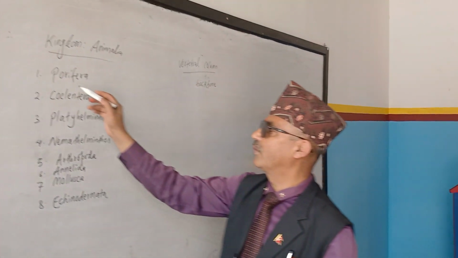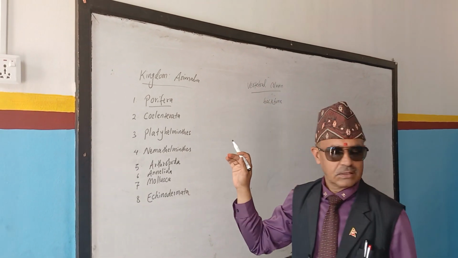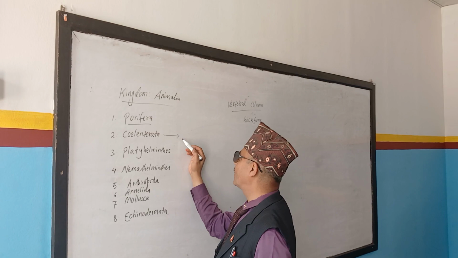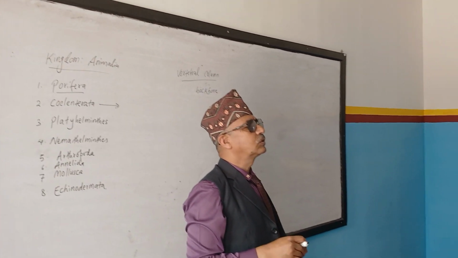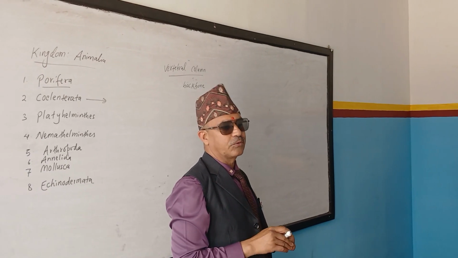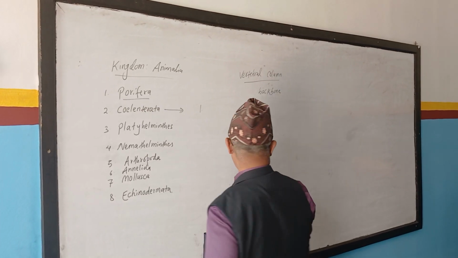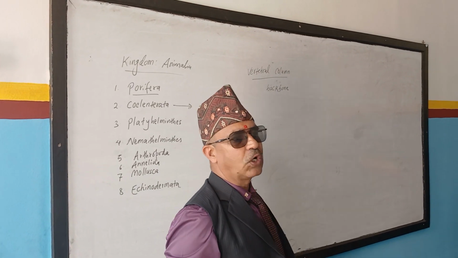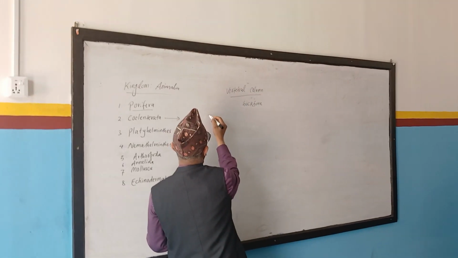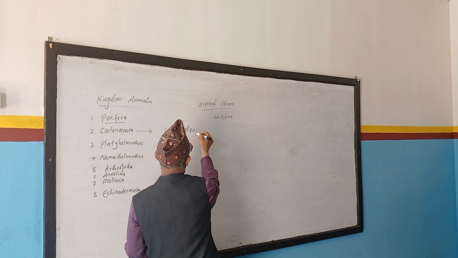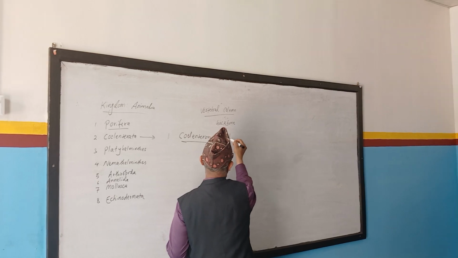Yesterday we discussed about Porifera. So today we are going to discuss about what? Coelenterata. Coelenterata also they say, right? What is the major characteristic? Number one, they possess a hollow cavity called coelenteron. What is the spelling? Coelenteron. In their body there is a hollow cavity.